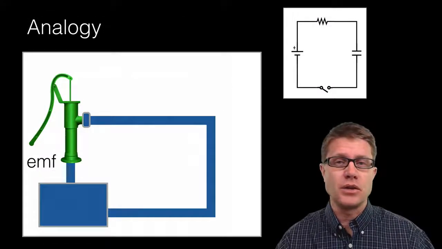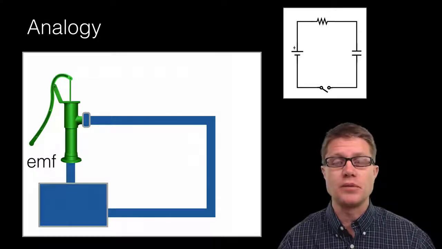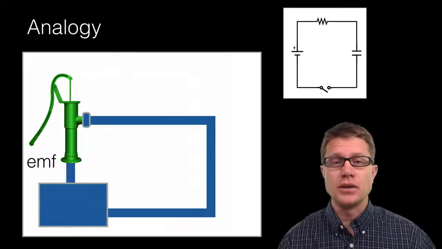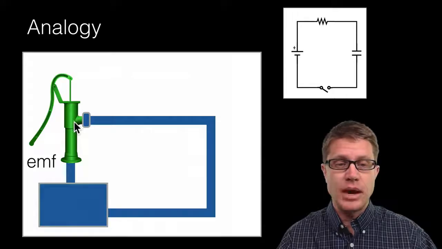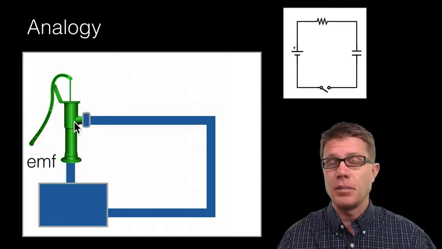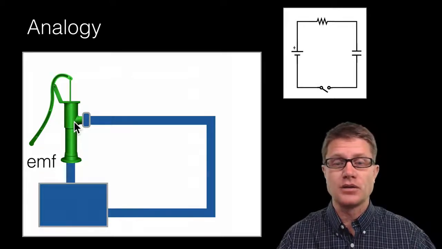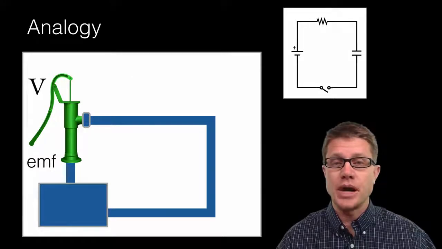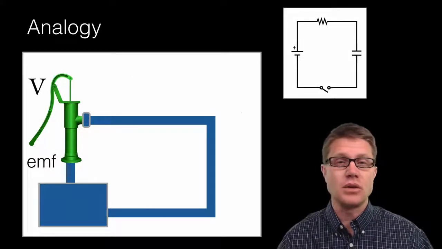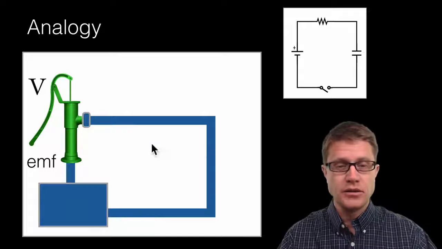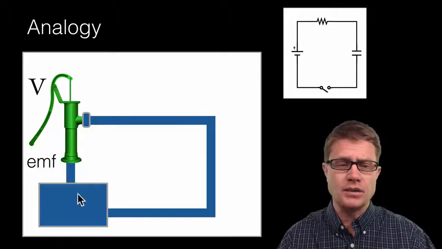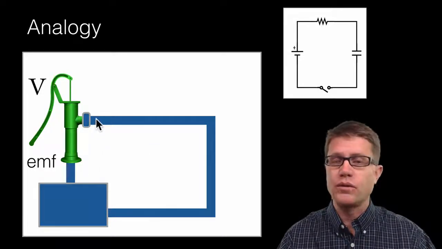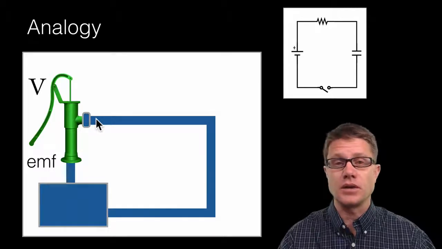In this analogy, we're going to use water moving through pipes to represent the electric circuit. The battery is going to be represented by a pump. That's going to be our EMF, or electromotive force. And what we have is voltage. Voltage is the potential difference. So if you stick your hand here and compare that to the pressure right here, we're going to have more force here, or more potential difference across that.